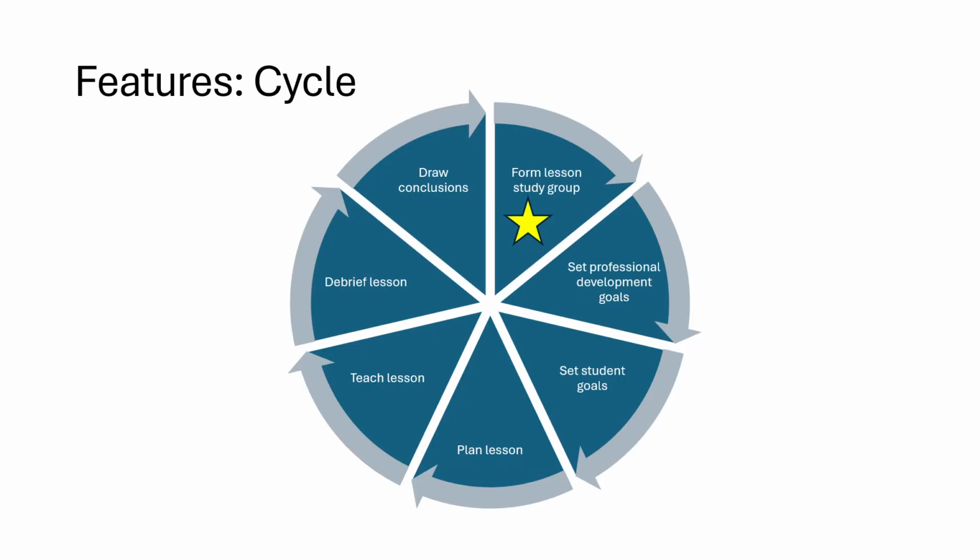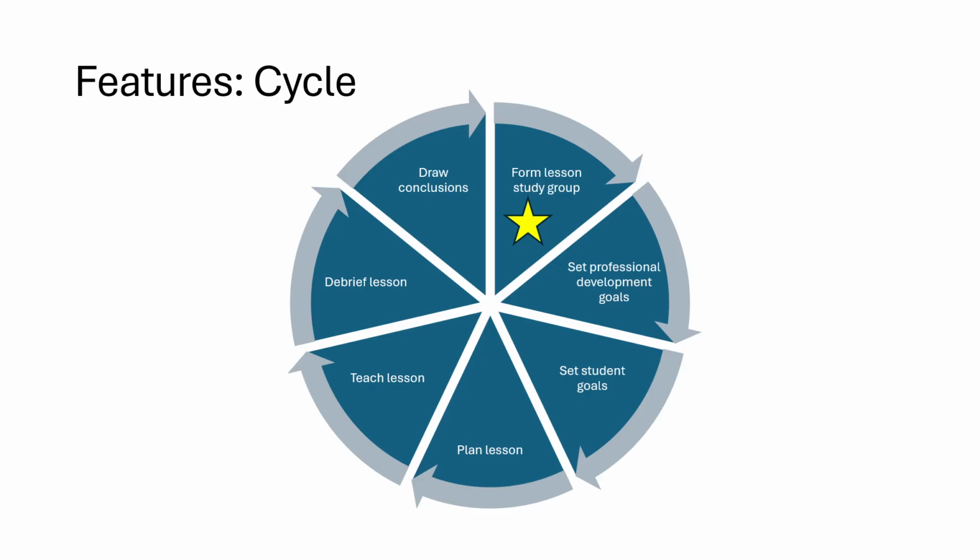The planning, observation, and reflecting that comes with lesson study can be broken down into 7 distinct steps. It starts by forming a lesson study group. This is typically 4 to 6 teachers, but it can work with other sizes. It then progresses into setting professional development goals. What do we, as the educators, want to get out of our time together? What do we want to learn from each other? And collaborating on norms on how to handle the time and the space and the interactions can help achieve this.